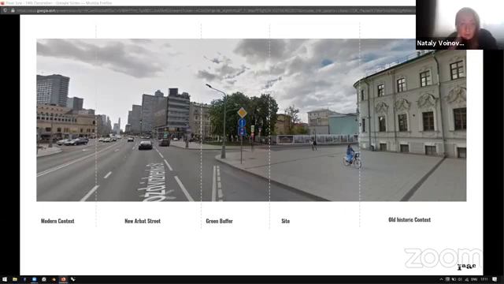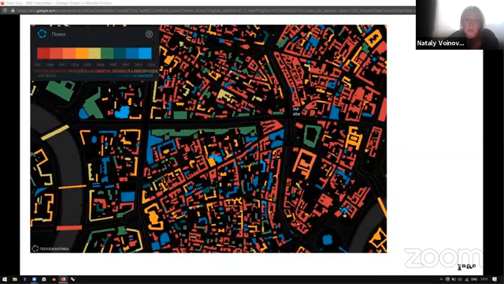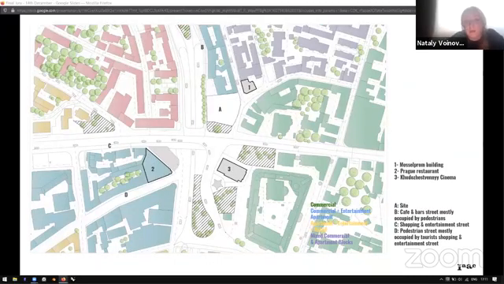The plot area is about 2,000 square meters. Most of the buildings in the area date back to the beginning of the 20th century. The important feature of the local pedestrian circulation is that there are no connections between the boulevard and the next back street parallel to it, except the Vozdvizhenka Street.